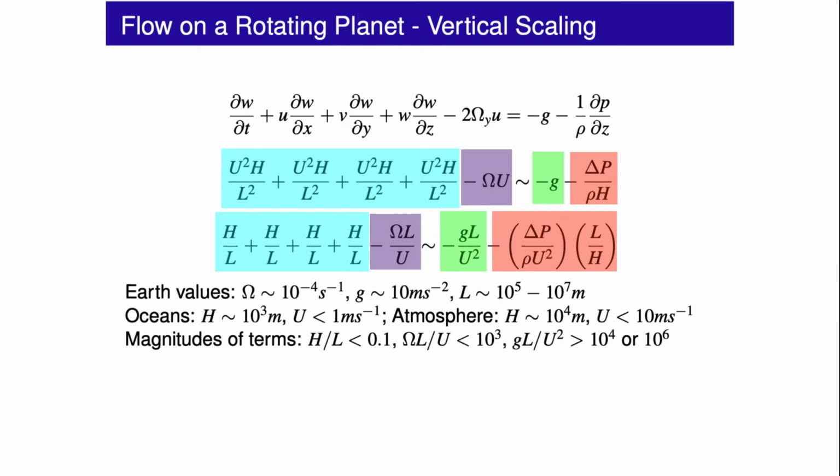We can plug these magnitudes in to find a fair separation of scales between the left and right-hand sides. H on L, we already know, is less than 1. Omega L on U is up to 1,000 at most, while gL on U squared is over tens of thousands to even millions. So the leading order dynamical balance for the vertical component of the rotating Euler equation is between the gravity and pressure terms, meaning we can ignore the left-hand side here.